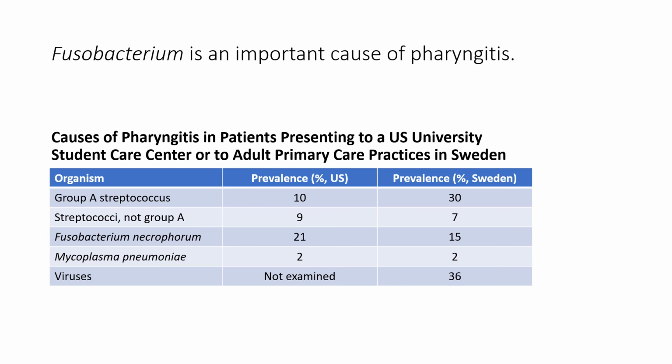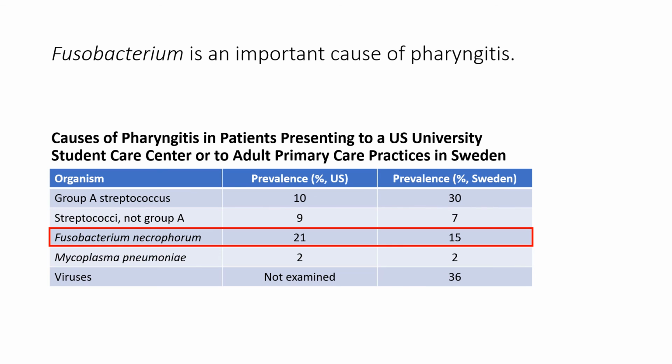So typically we think of pharyngitis or sore throat as being caused by viruses primarily, or by group A strep, especially in young people. But when people have actually looked to see which organisms are causing pharyngitis, Fusobacterium necrophorum is actually a fairly common cause of sore throats, both in young adults presenting to a student health center at a U.S. university and at adult primary care practices in Sweden.